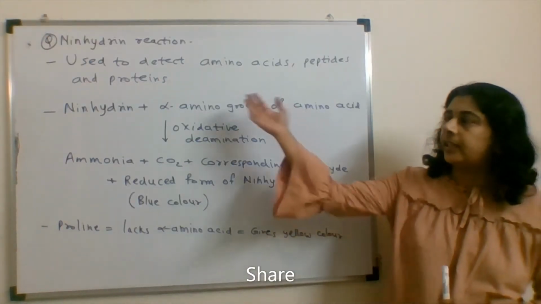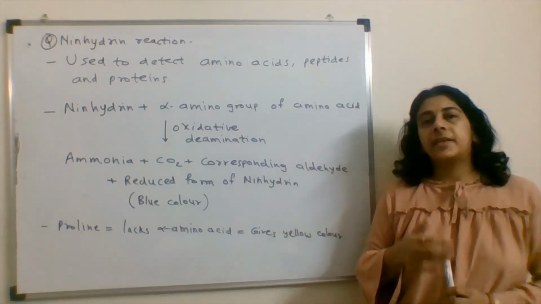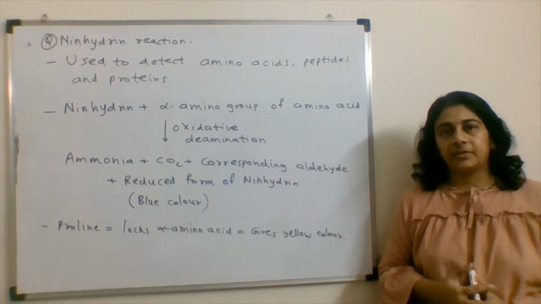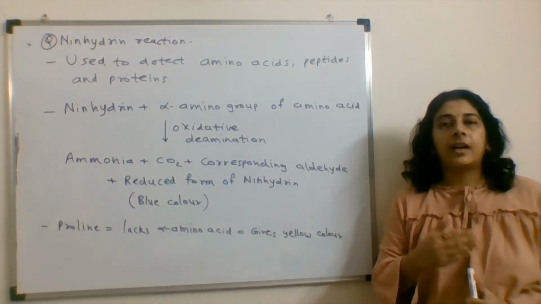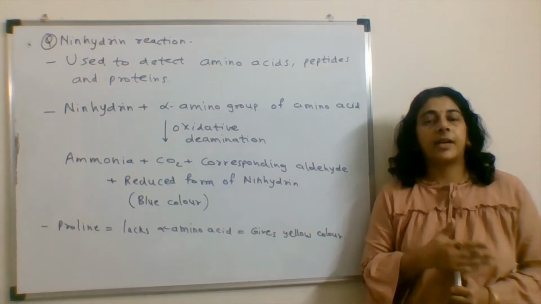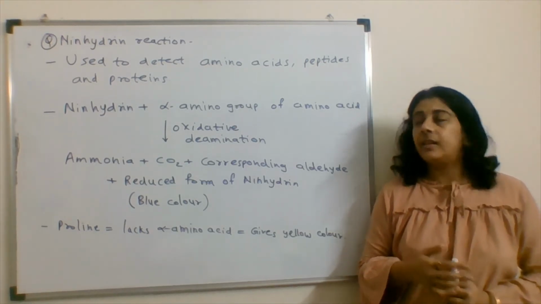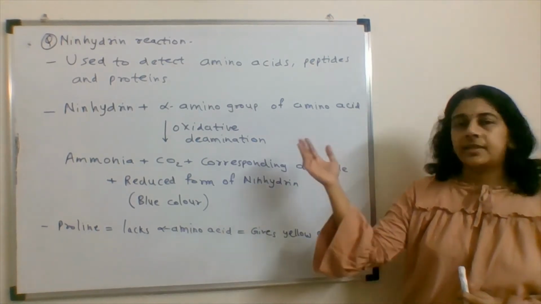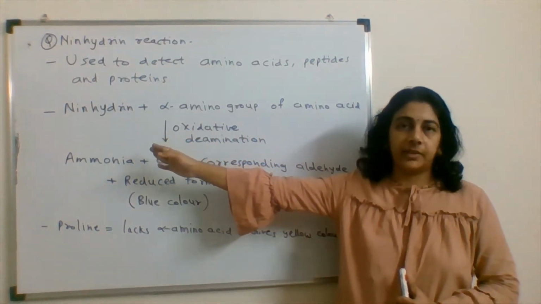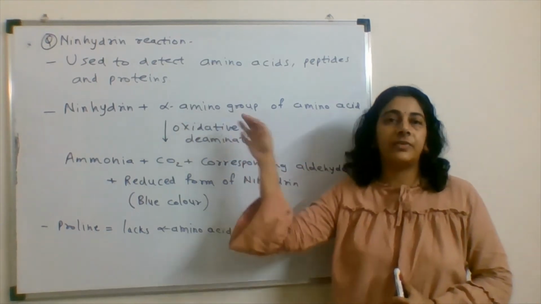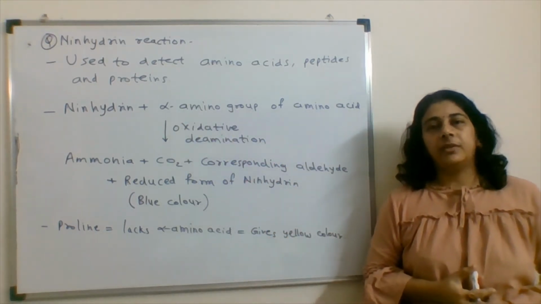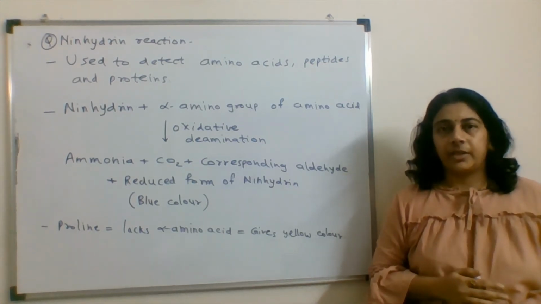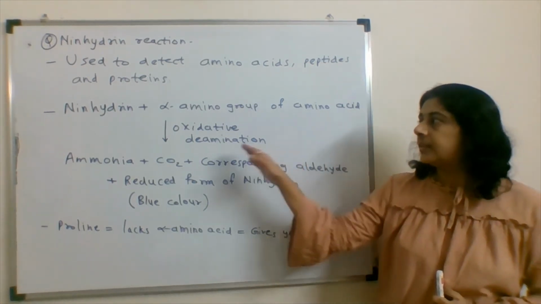Secondly, there is a Ninhydrin reaction. This is basically used to detect the amino acid, proteins and peptides. To understand whether the isolated solution has amino acid, protein or peptides, we use Ninhydrin reaction. What happens in this reaction? This Ninhydrin reagent reacts with the alpha amino group of the amino acid.